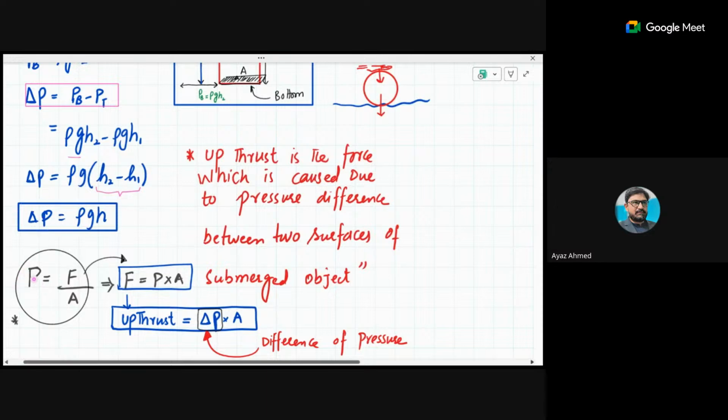Pressure is equal to force per unit area, so the force is equal to pressure into area. So the force which is upthrust equals delta P into A. Delta P into A. Is this clear to all of you?